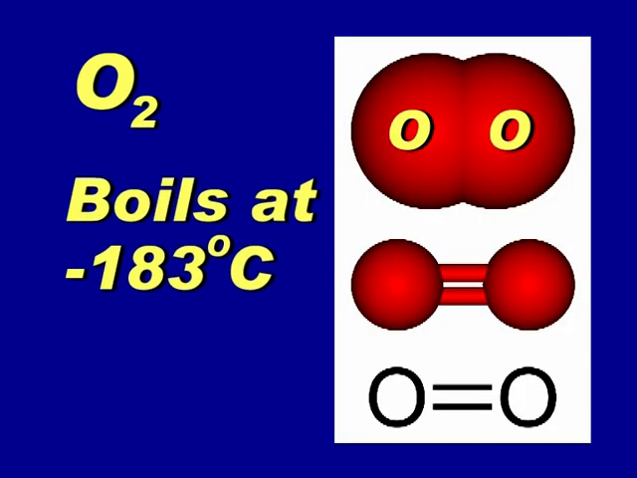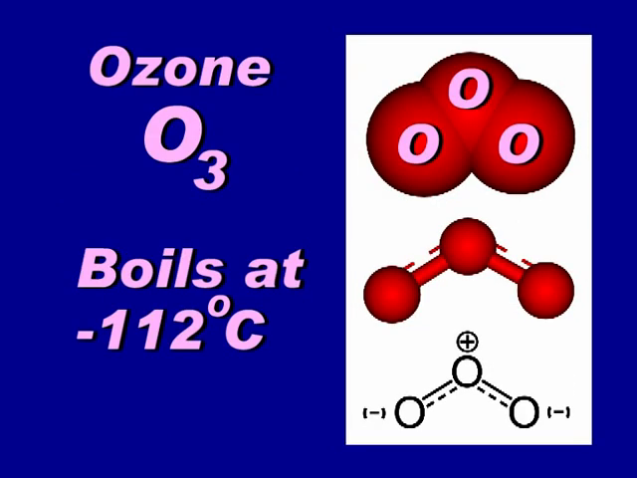Oxygen has two allotropes, which are both bluish liquids at very low temperatures. Normal oxygen has two atoms per molecule and is a gas above minus 183 degrees Celsius. The more reactive oxygen allotrope, ozone, has three oxygen atoms per molecule and is a gas above minus 112 degrees Celsius. Ozone is poisonous and damaging to humans.